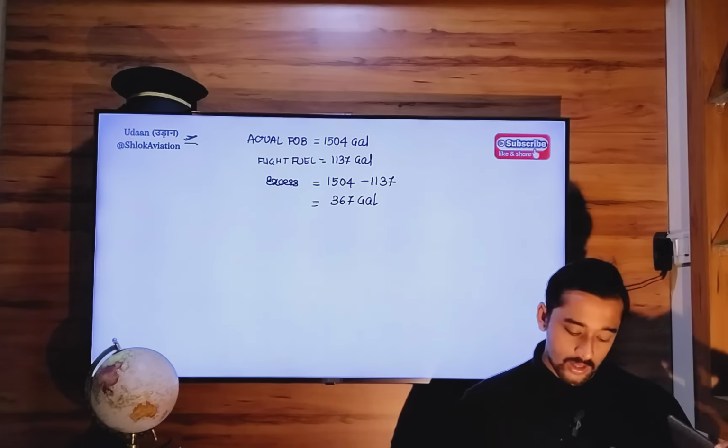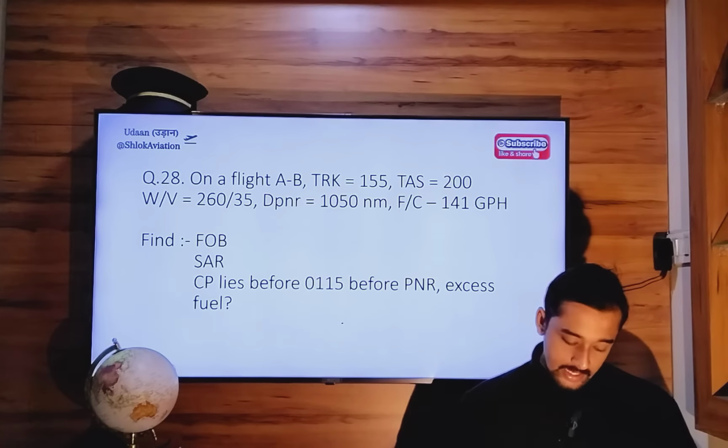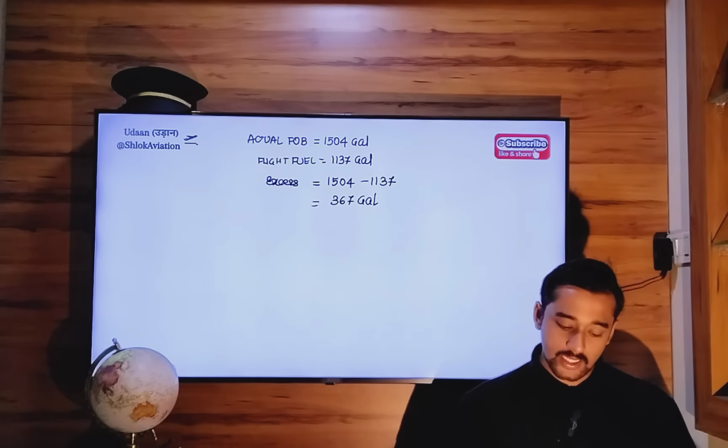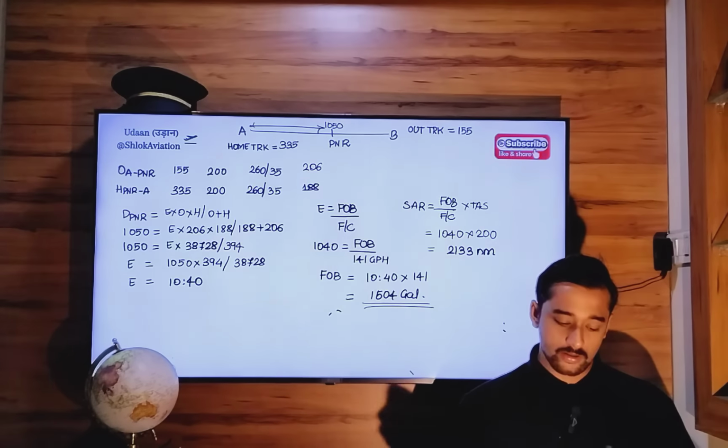So this is how you do all the three questions. All three questions are similar to one another. Simple, conceptual. Practice these questions many times and you will be good to go.